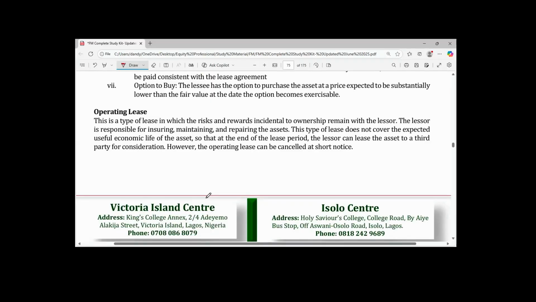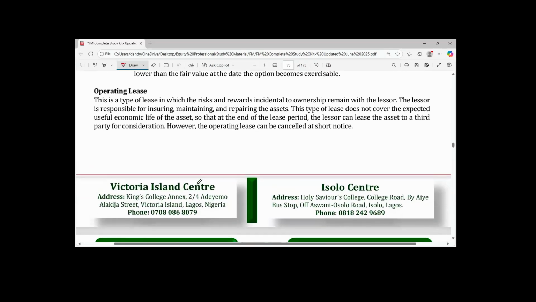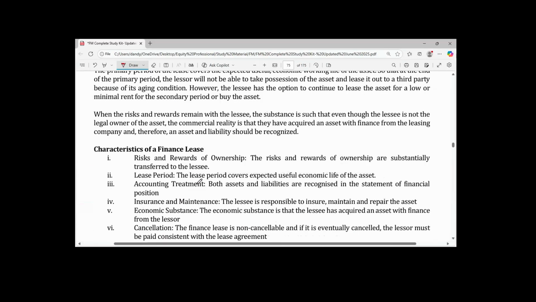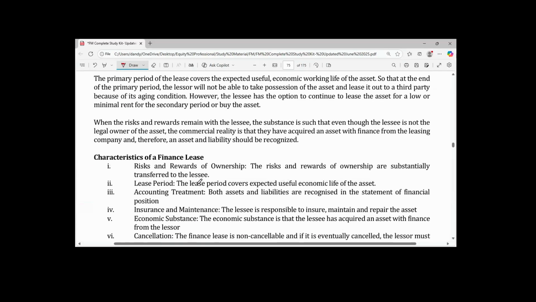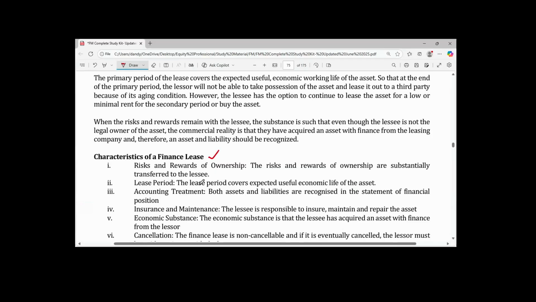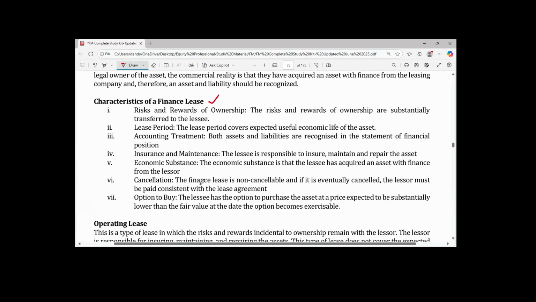Now, when you talk about operating lease, it doesn't cover the expected useful economic life of the asset. It's just for short term. I don't want to talk too much on this. However, let's go straight to the characteristics. Let me just mention what makes finance lease different from operating lease. When you talk about finance lease, we said that the risk and reward incidental to the leased assets are substantially transferred to the lessee.